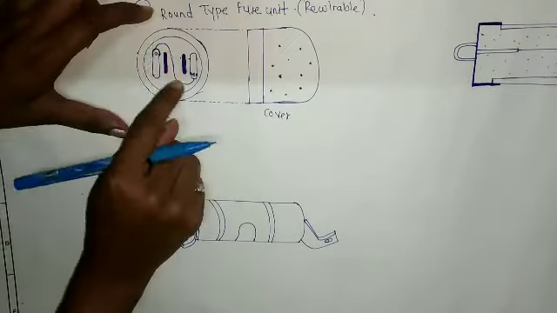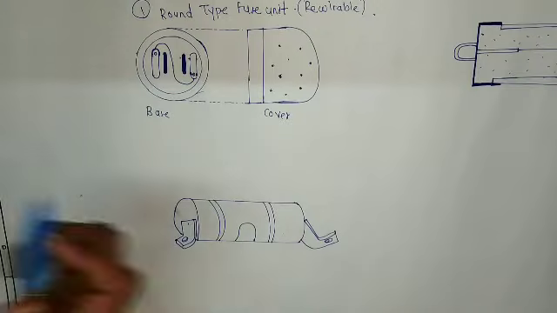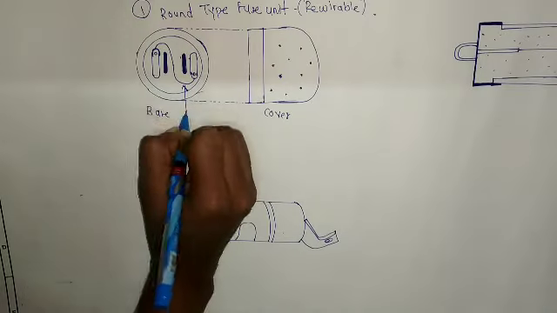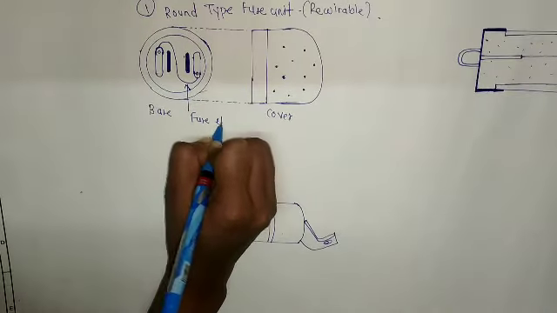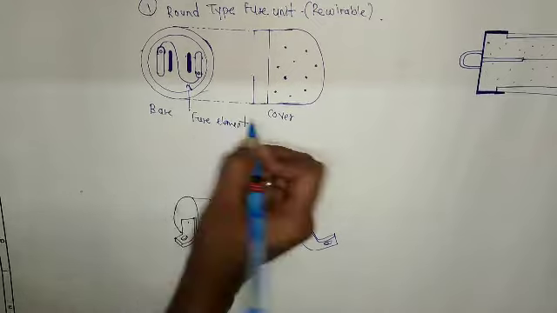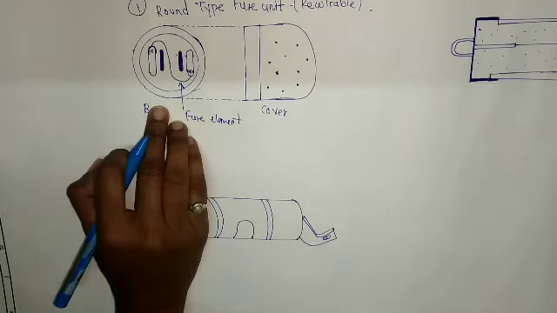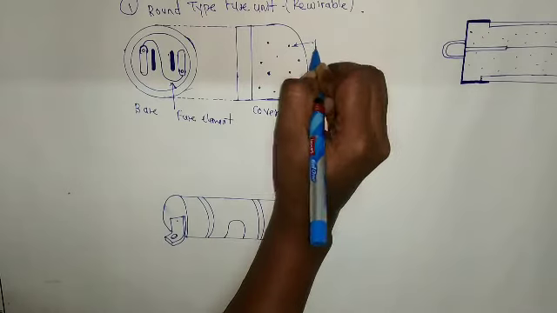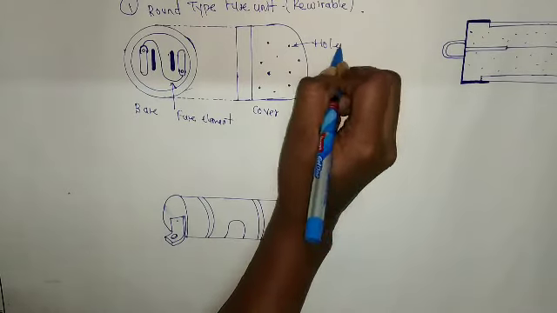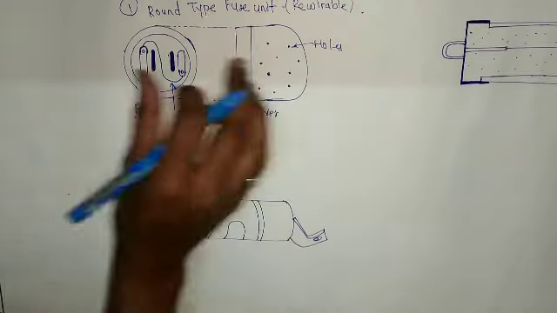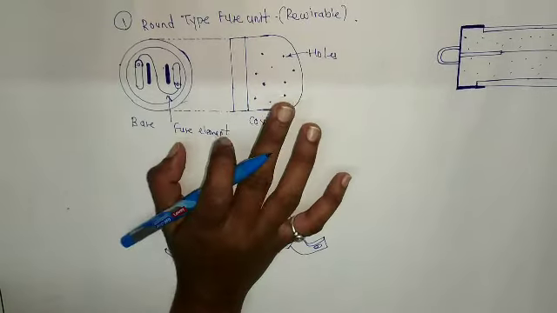So here this is the fuse wire. I will just name it. It is also called the fuse element. This is the fuse element, this is the base, and these are the holes provided on the cover.